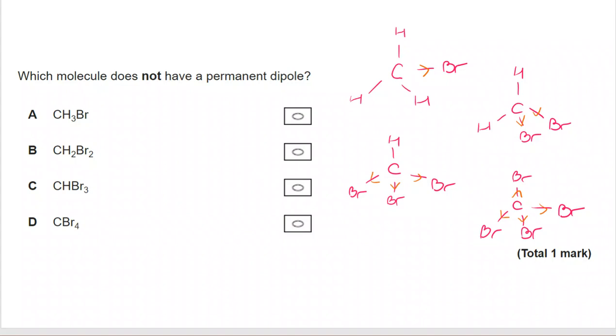The key to answering a question like this is essentially in symmetry, because if I have got 4 bromines that are all equidistant from each other, all equal bond angles, and all of them pulling equally on the electrons in their covalent bonds, the net effect is that we don't get a dipole. So the correct answer is D.